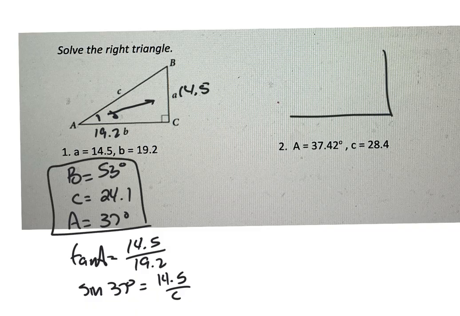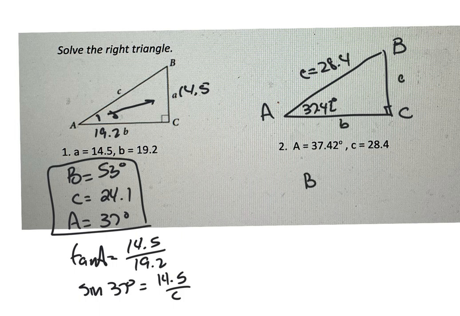Number two, I'm going to go ahead and just draw that triangle again right here. There's a BAC, there's my right angle. They gave me A. Angle A is 37.42 degrees. That's helpful. Little c, which is over here, is 28.4. There's little a, there's little b. I need to find big B, little b, and little a. Okay, big B is easy. I'm doing 180 minus the 90 minus the 37.42 to get 52.58 degrees. So the angles are pretty easy. You just got to subtract from 180.